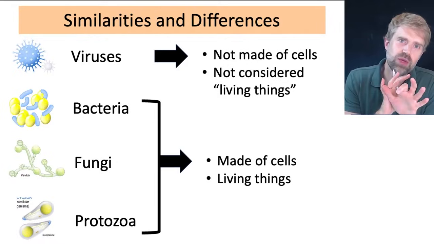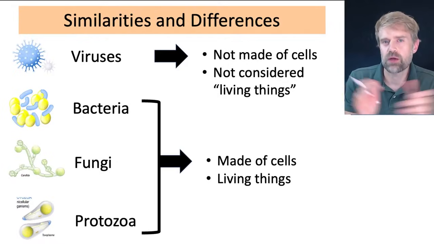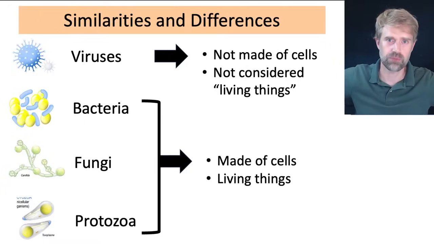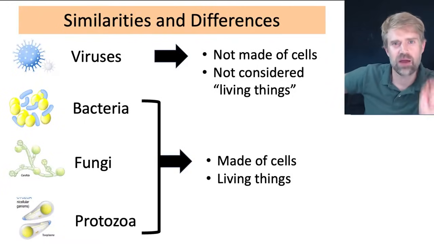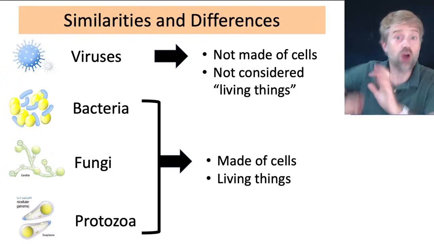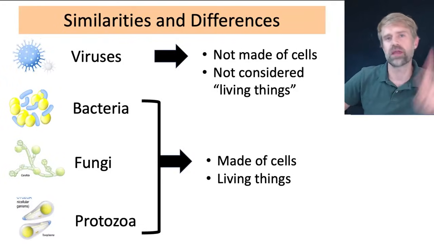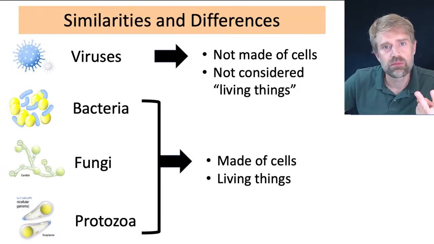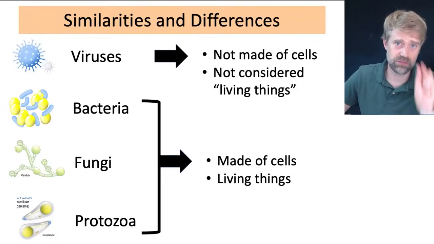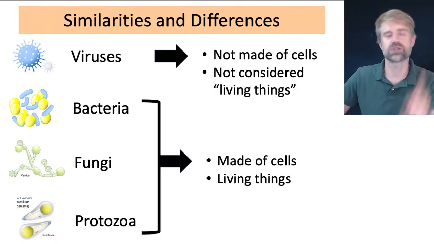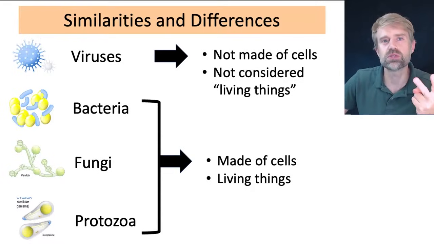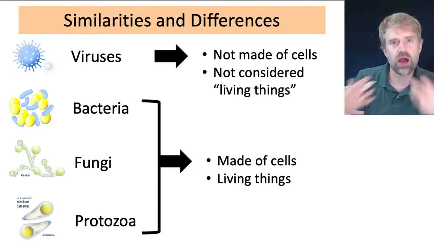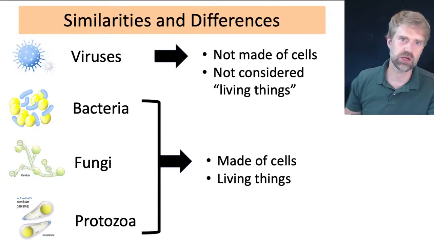And if we look at these four different categories of microbe, there is one that doesn't fit. One of these things is not like the other. Okay? Bacteria, fungi, and protozoa are different, but they all have something in common. They are all made of cells. And they're considered living things. They might be tiny, they might be made of individual cells, but those cells can grow, they can reproduce, they can pull in food, they can respond to their environment. They are living things. They are made of cells.